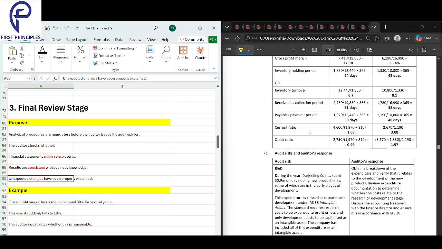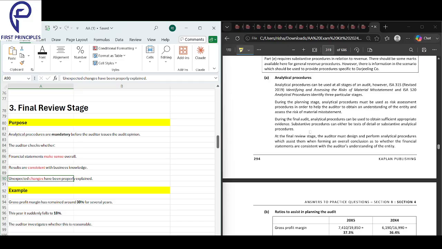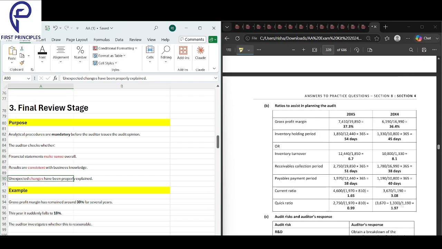Inventory turnover is nothing but COGS divided by your inventory balance. Receivables collection period is receivables by revenue into 365. Payables is payables by purchases into 365. Current ratio is current assets by current liability. Quick ratio is current asset by current liability, but in current asset you will remove inventory. So these are all the ratios that we have calculated.